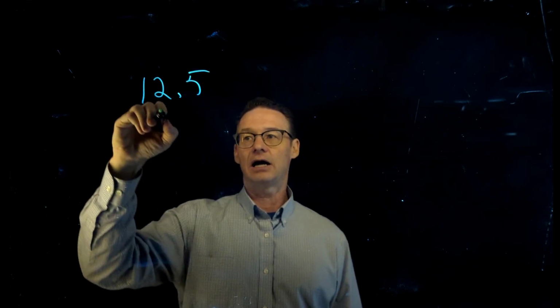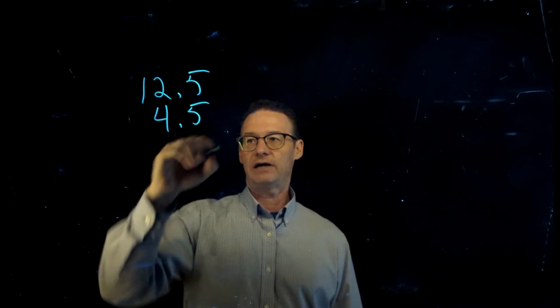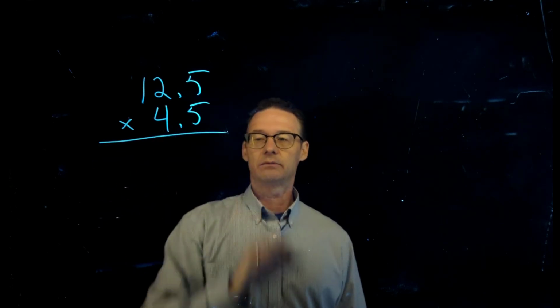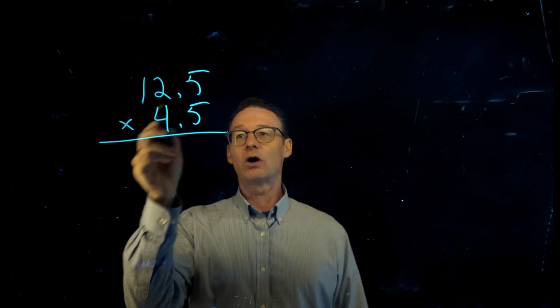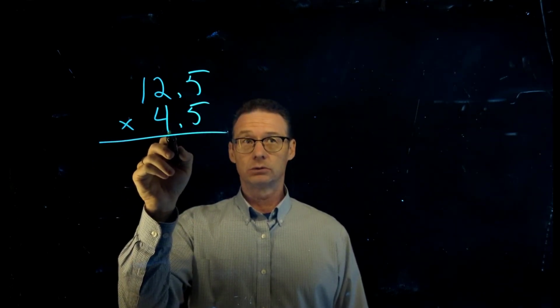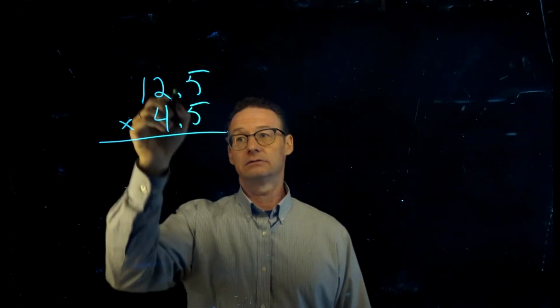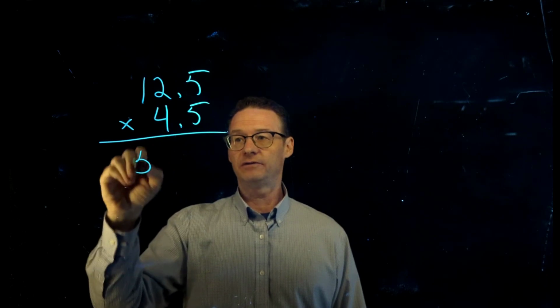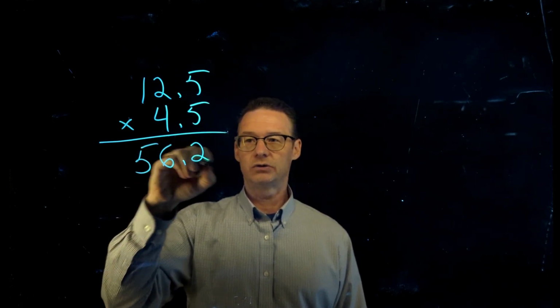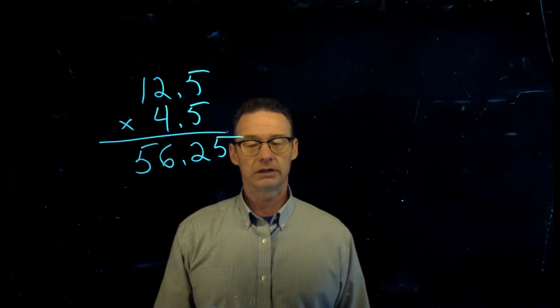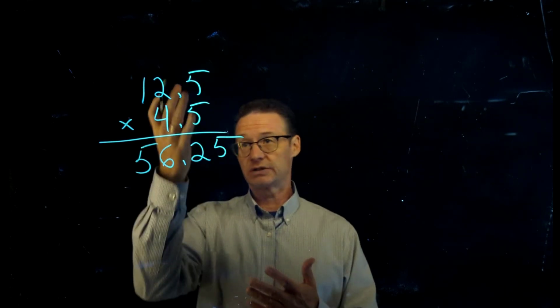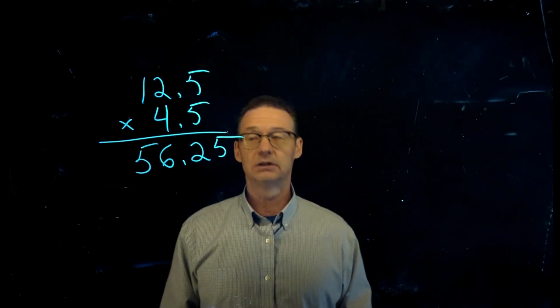12.5 times 4.5, and hopefully I'm going to do this right in my head. 12 and a half times 4 would be 48, plus 5 times 4, so 50. And then times a half would be 56.25. Okay, so that's, again, the number you get when you put this in the calculator, 56.25.